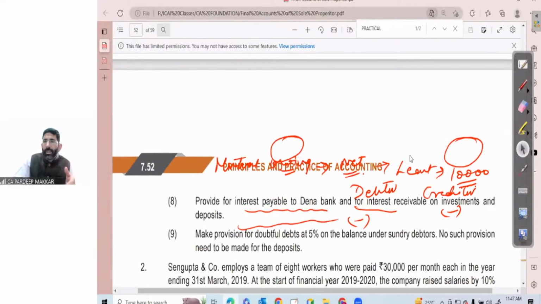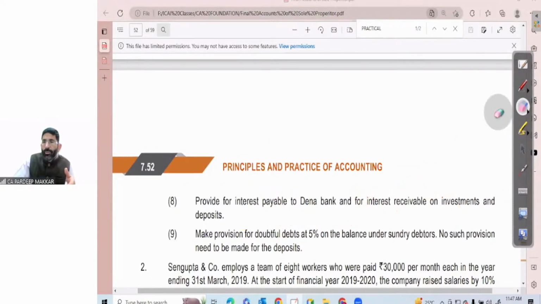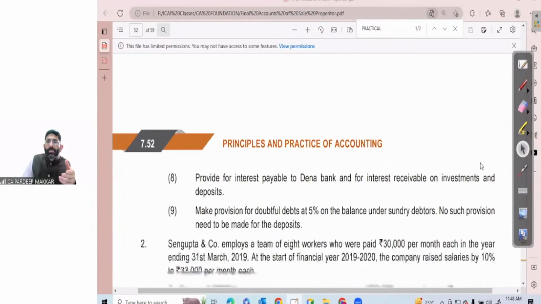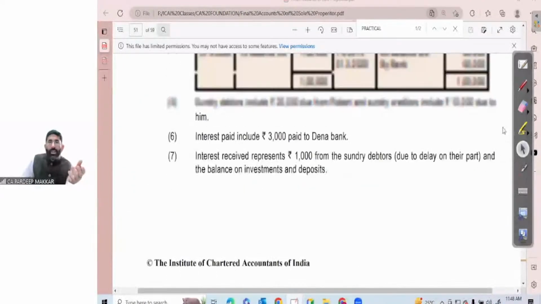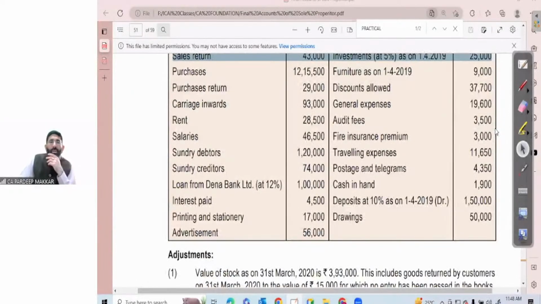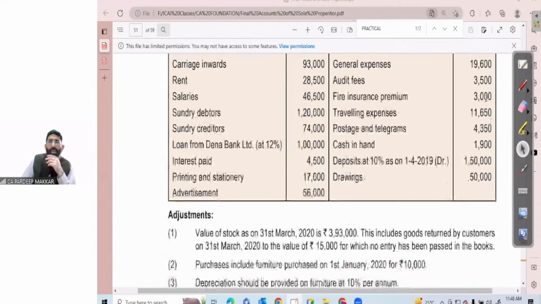That has already been mentioned to you also, that we have to provide for the interest payable to Dena Bank and for interest receivable on investment and deposits. So we will do it. Accordingly, you may mark here that these have some adjustments. I can't do it because this is not practically possible for me.